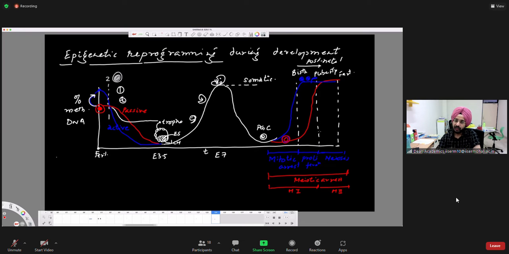Okay, so there are strange consequences of this long meiotic arrest in the female germline. One of the consequences is that since it is arrested, it is not replicating, so all the methylation which is happening has to be de novo methylation.